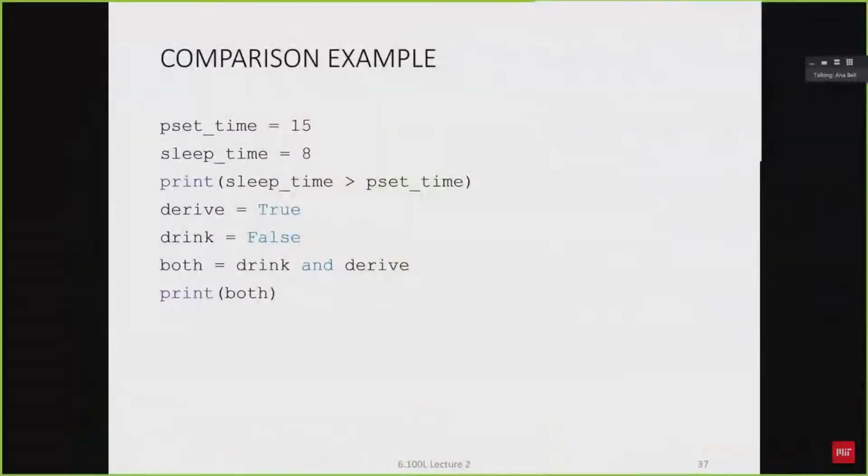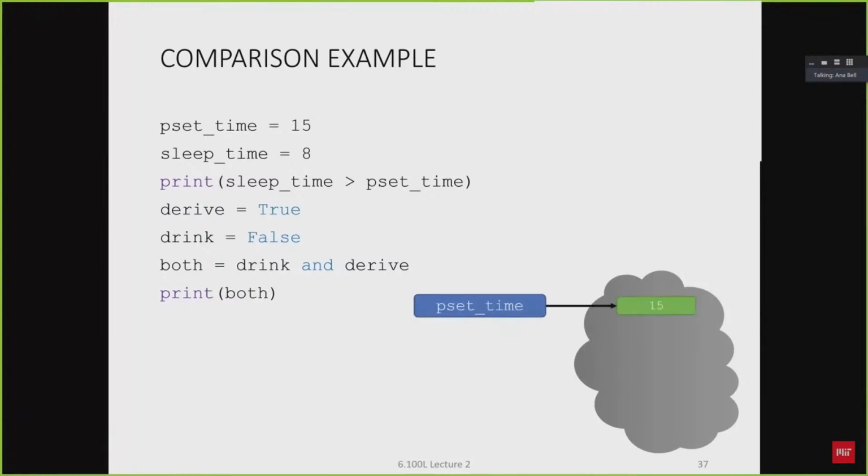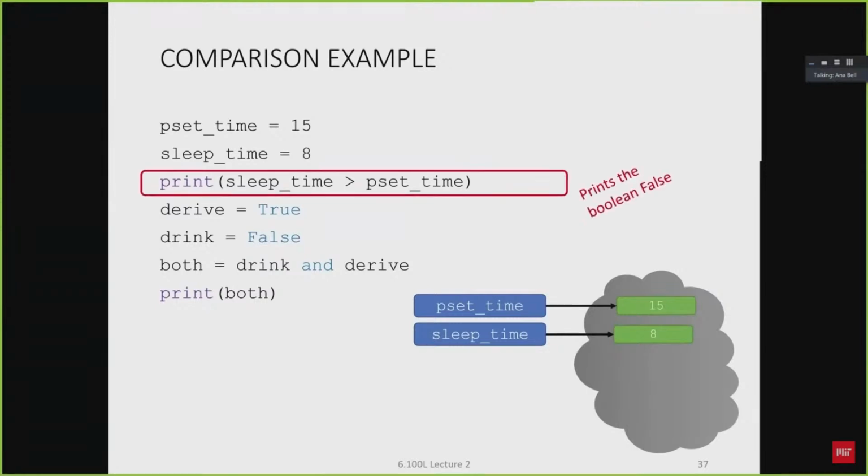So here's a little example where we can use these operators in Python. So we can draw the little memory diagram as well. So pset time is 15. There's my variable. Sleep time is 8. There's my other variable. I'm going to print sleep time is greater than pset time. So here my print statement is going to grab that expression, which evaluates to false. 8 is less than 15 is false. So that's going to print false.